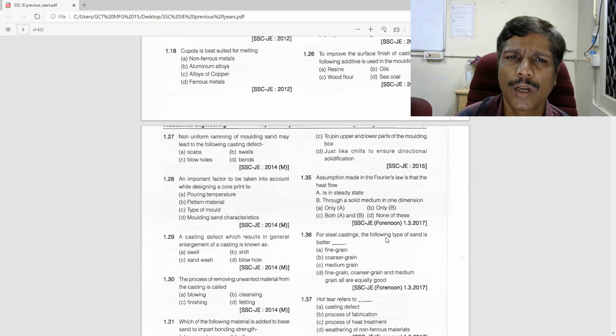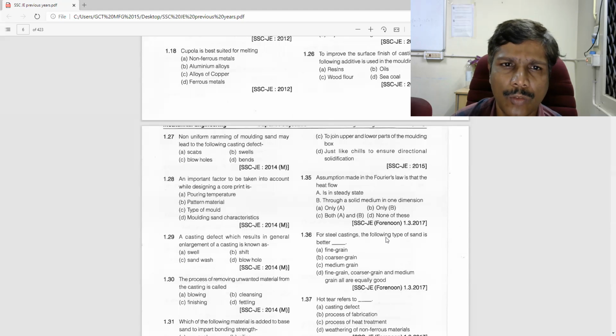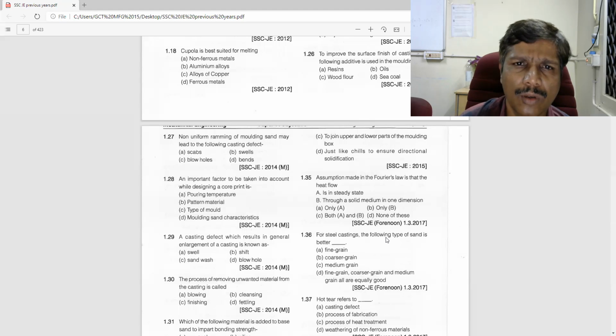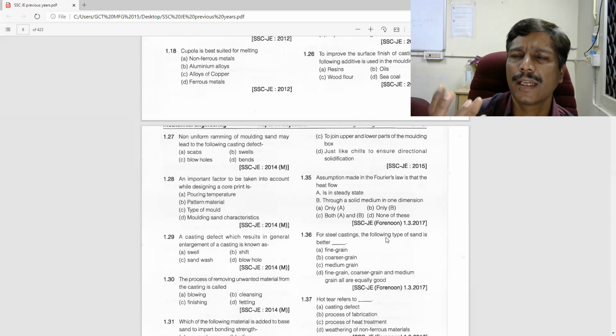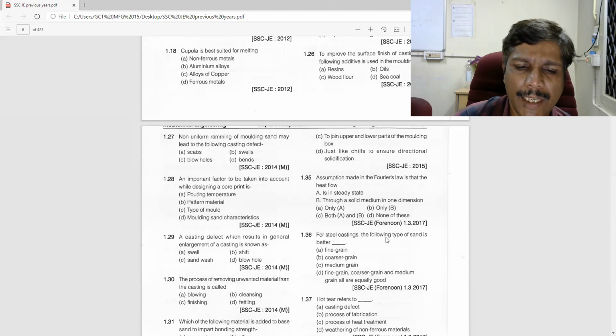So next question we are going to see: non-uniform ramming of the molding sand. If we ram non-uniformly, what will be the result? That is the question. Non-uniform ramming. The answer is swells. The sand gets expansion, swells, which they call வீக்கம்.